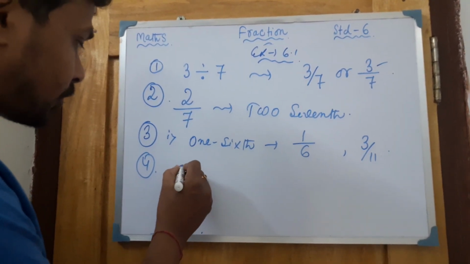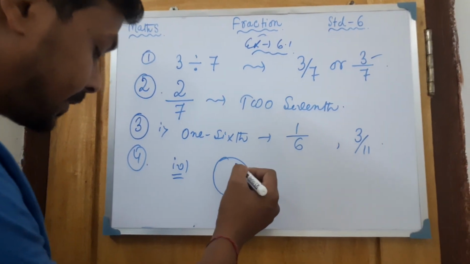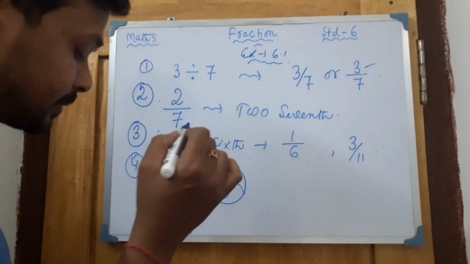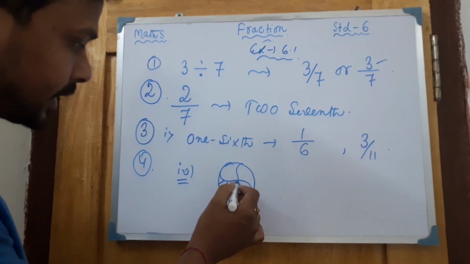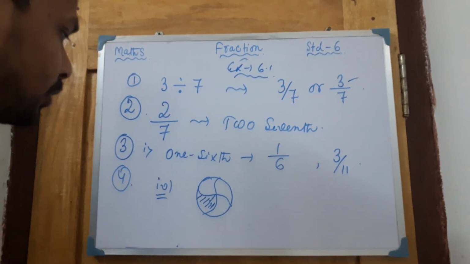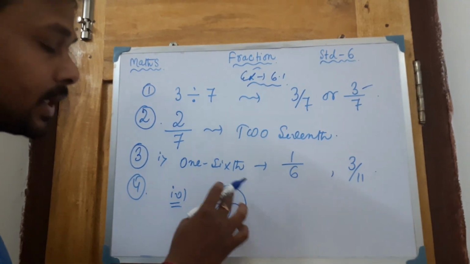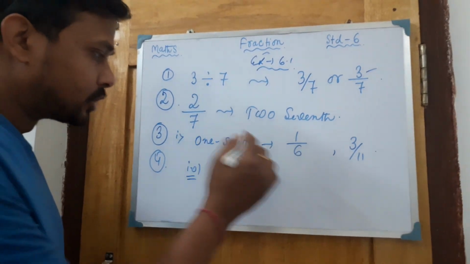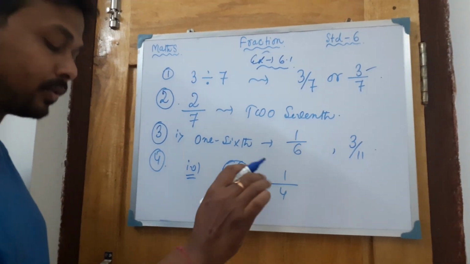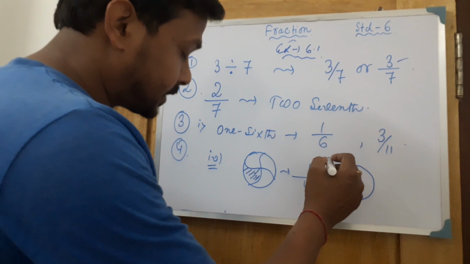So question number 4, the fourth one, I am just doing. This type of circle is given. Within that, this type of thing is made. Okay, and this portion is the shaded one. You have to tell what fraction of the shaded portion is given over here. Suppose you take this circle, then 1 2 3 4 parts are there which are equal. Okay, 4 equal parts are there. So within these 4, one portion is shaded. So the fraction of this one will be 1 by 4. Clear?